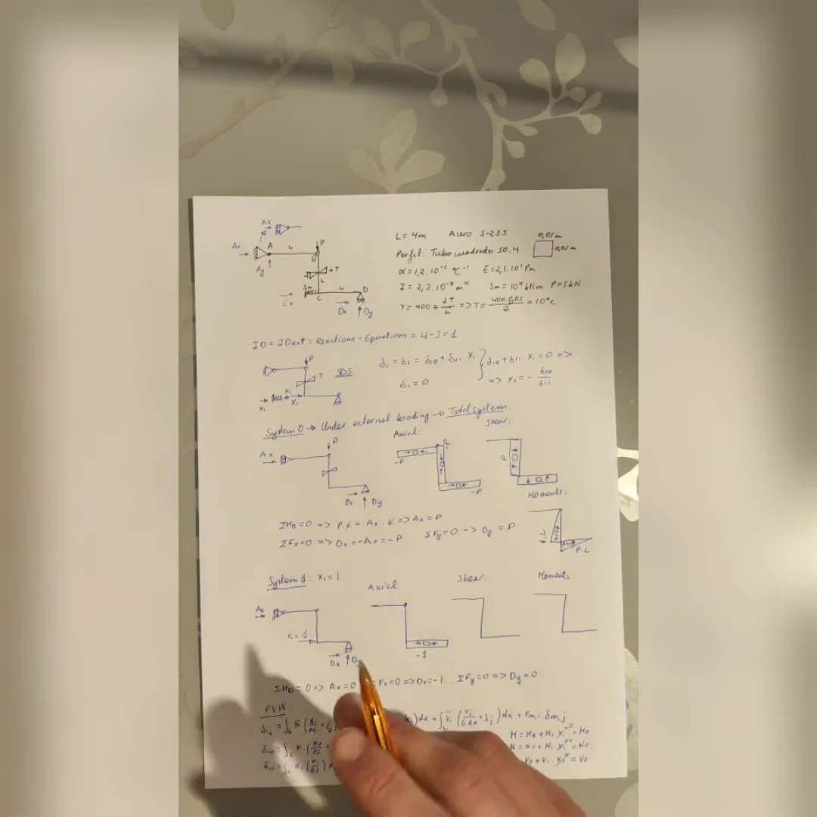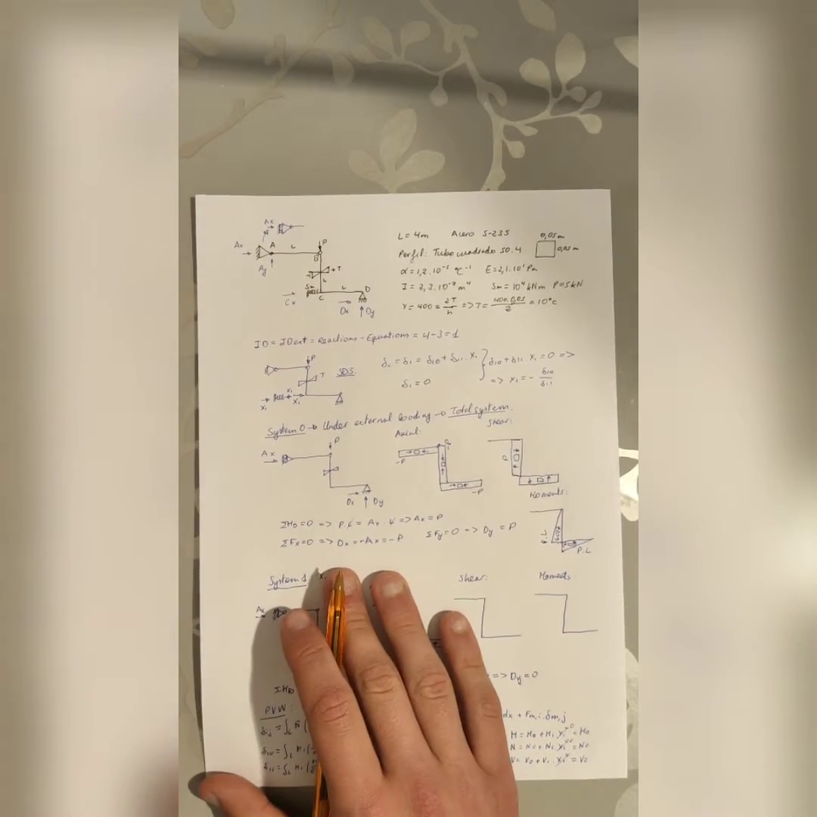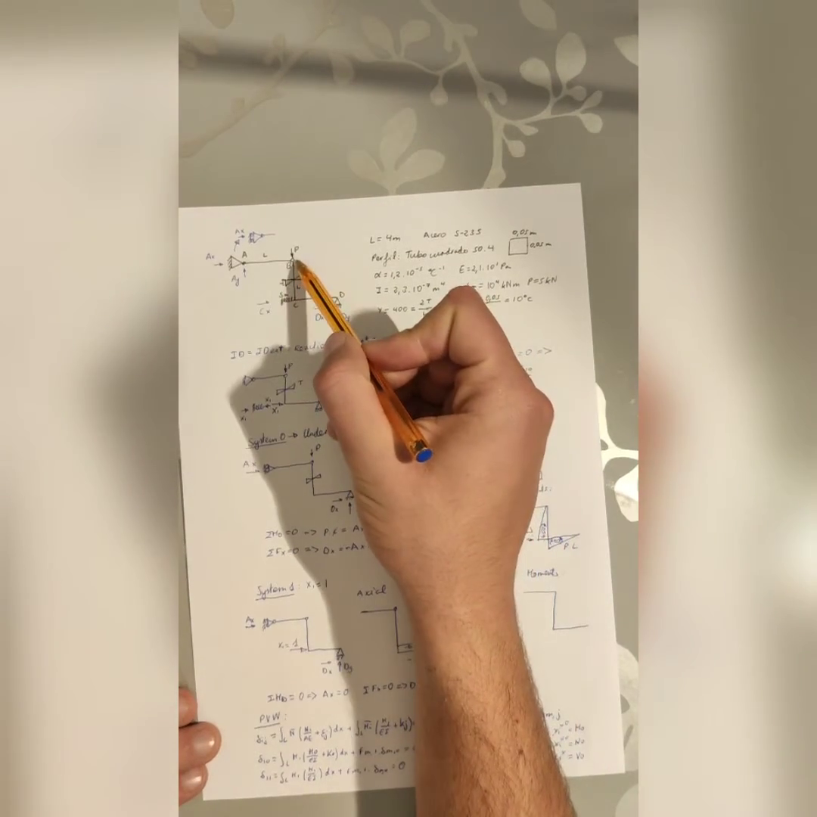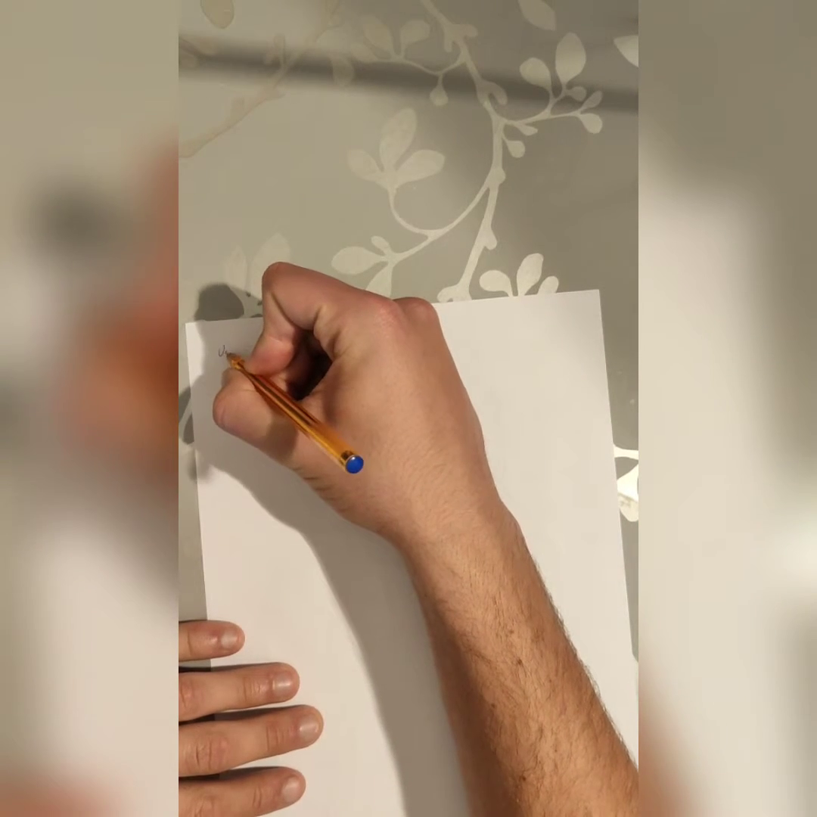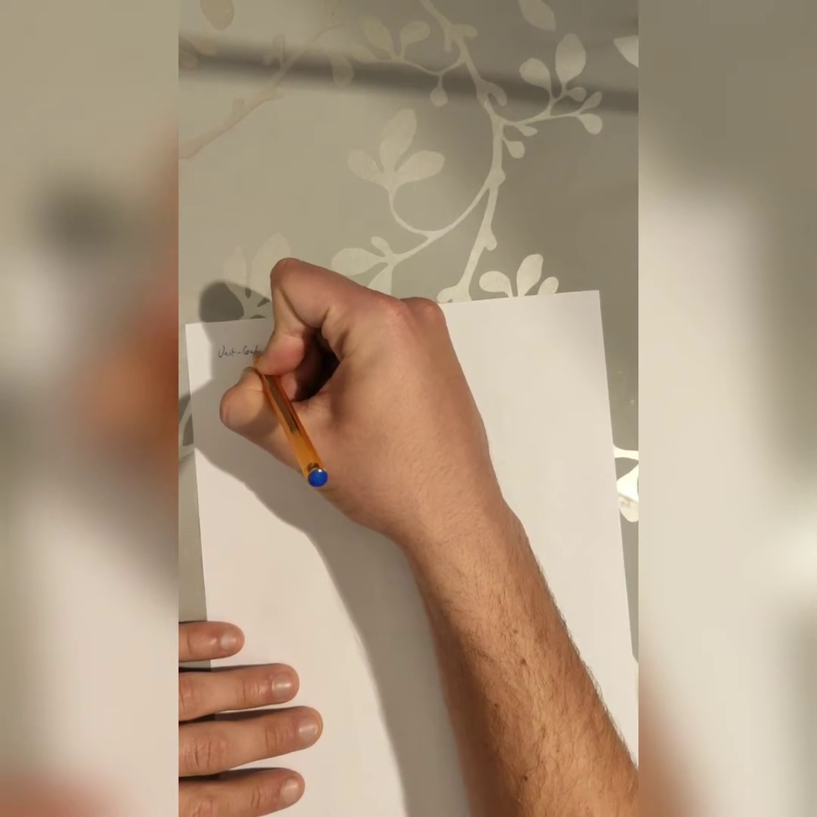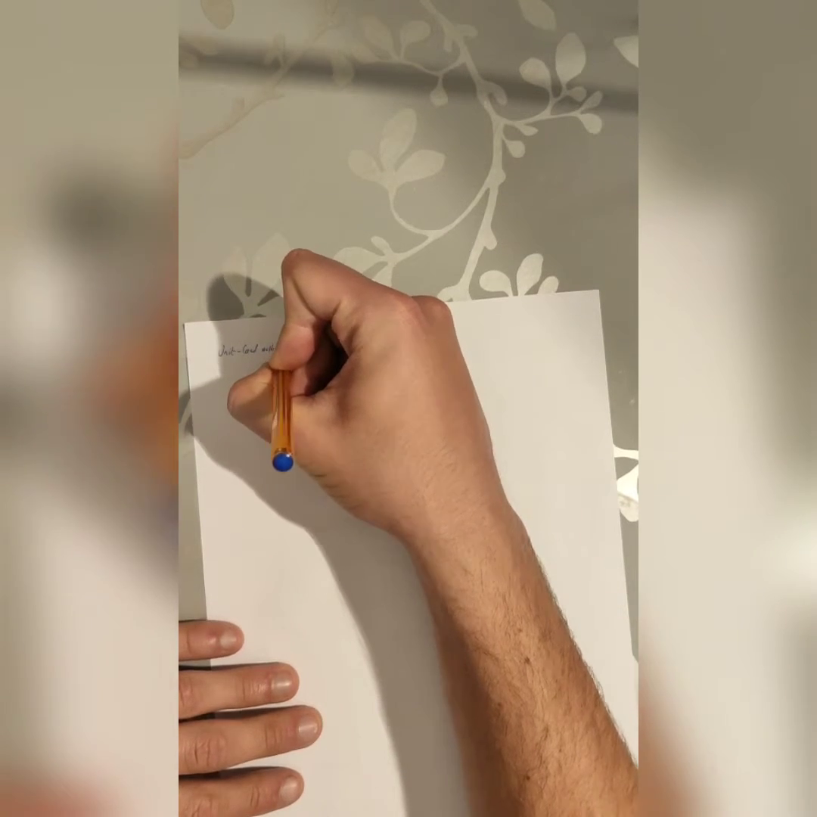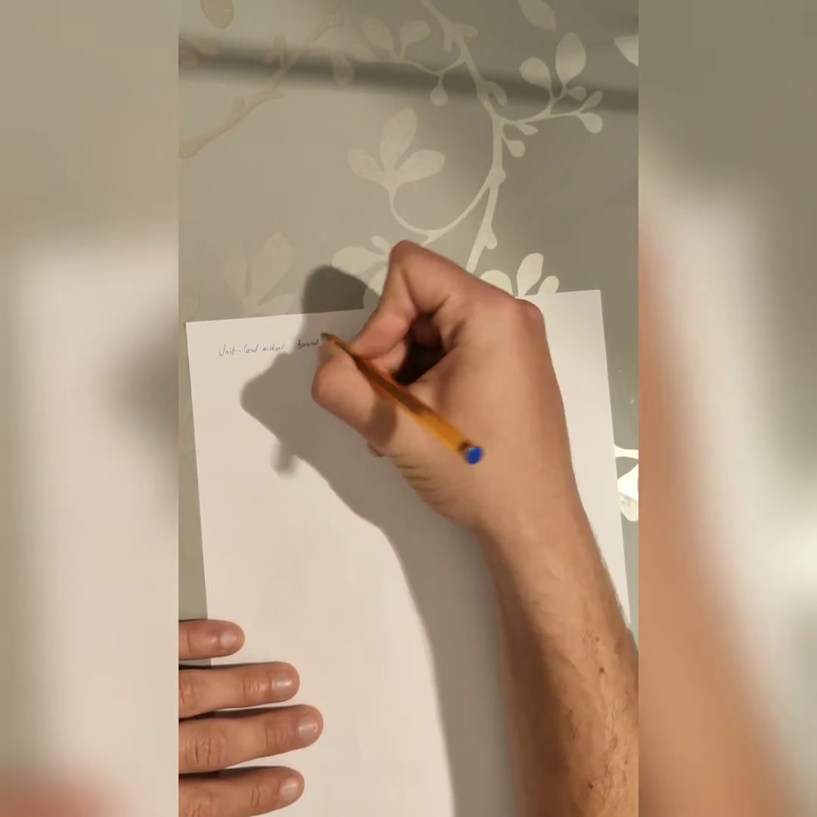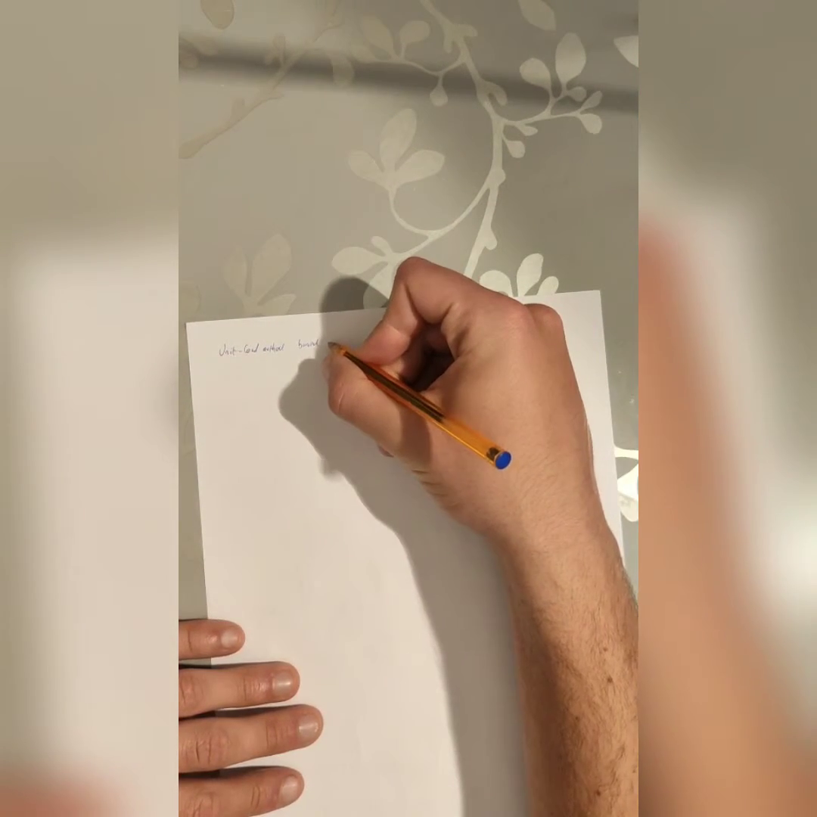Okay, now we will do the second part of the exercise. We will calculate the vertical displacement of point B. For that, we're going to use the unit load method based on the principle of virtual works.